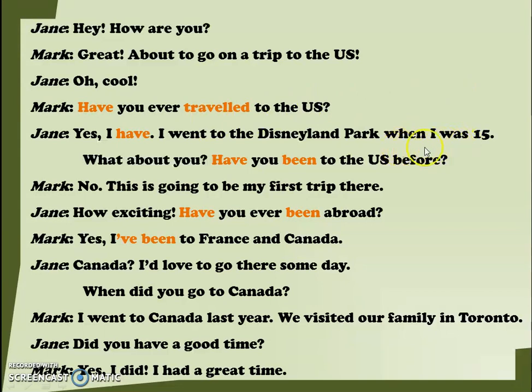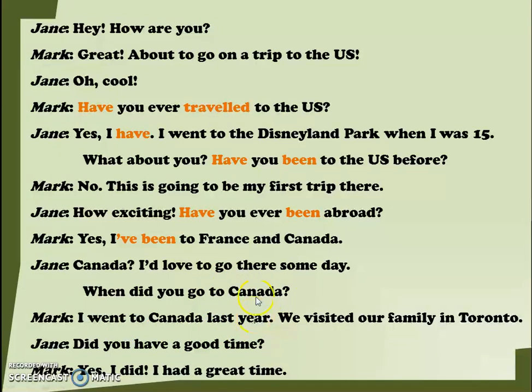And she says, I went to the Disneyland park when I was 15. So in this sentence, we do have a time reference that is about a specific point in time in the past. In this one, again, we have no specific time reference, that is before the present. Have you been to the US? No, I haven't. Now, look at this. I've been to France and Canada. When? We don't know exactly yet. As the conversation goes on, Jane asks, when did you go to Canada? I went to Canada last year.